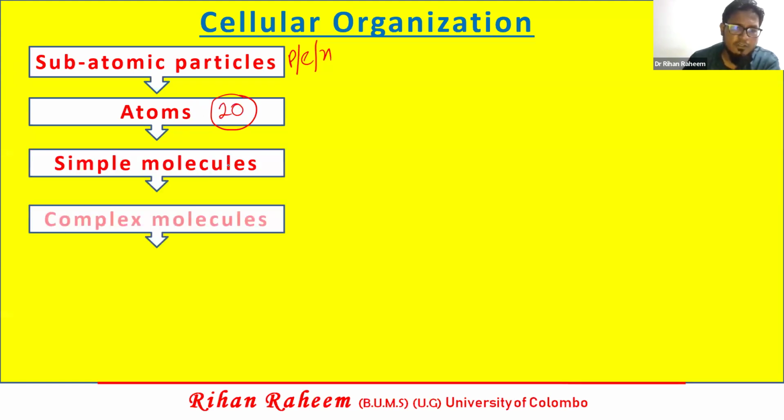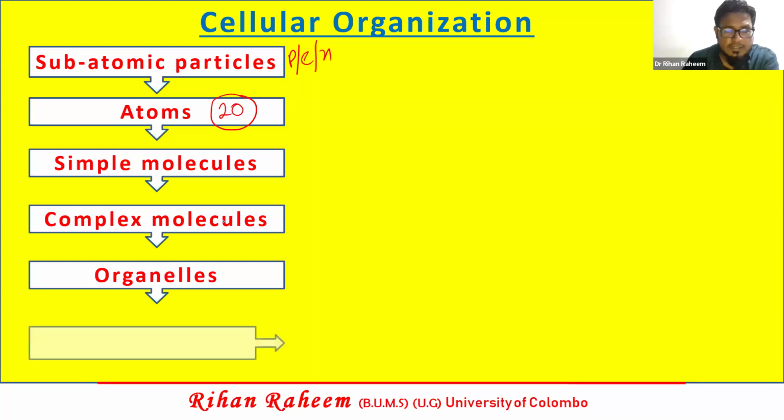So these atoms will join to form simple molecules. Simple molecules will join to form complex molecules. These complex molecules will join together to form something called the organelles. You will learn this in unit number 6, the organelles present inside the cell. Okay, don't worry. Nice lesson. You will be learning it in the last part of first term.